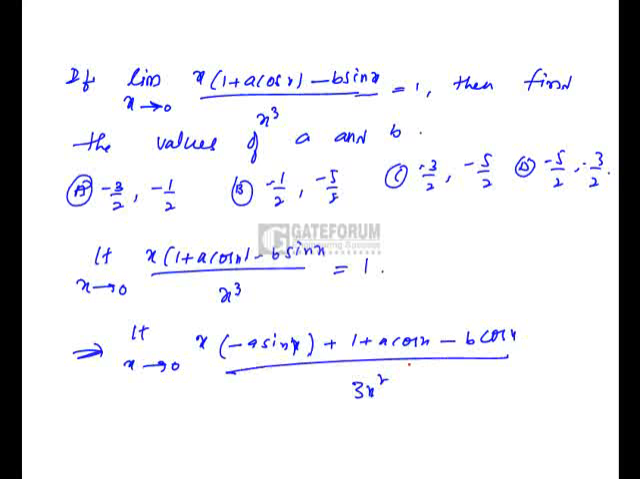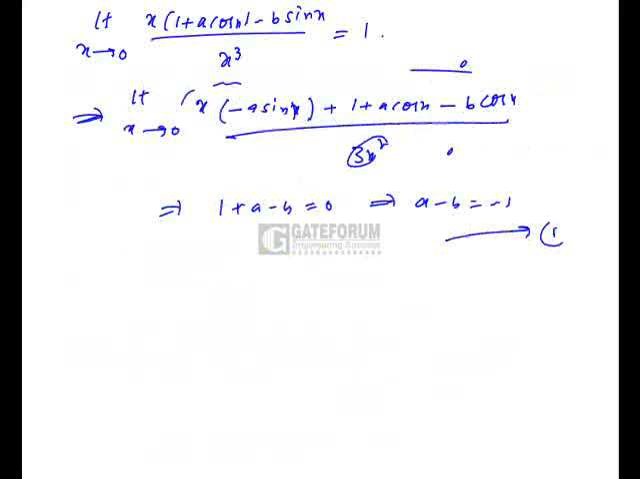Now the value of this limit is given as 1, that means a finite value. Now this limit will be a finite value only if the numerator is also 0. The reason is, if the numerator is 0 and the denominator is 0, then we can use L'Hospital rule so that we can go for differentiation one more time. So let us take the numerator as 0 at x equal to 0. Then the equation will be 1 plus a minus b equals 0, which will give a minus b equals minus 1. That will be equation 1. To make this 3x square a constant, we have to differentiate 2 more times.